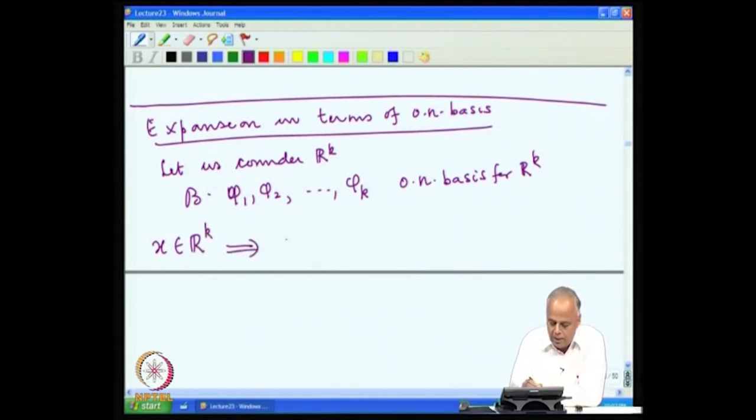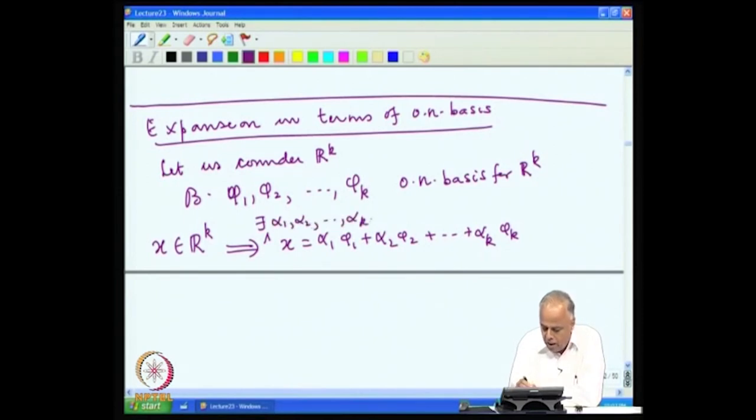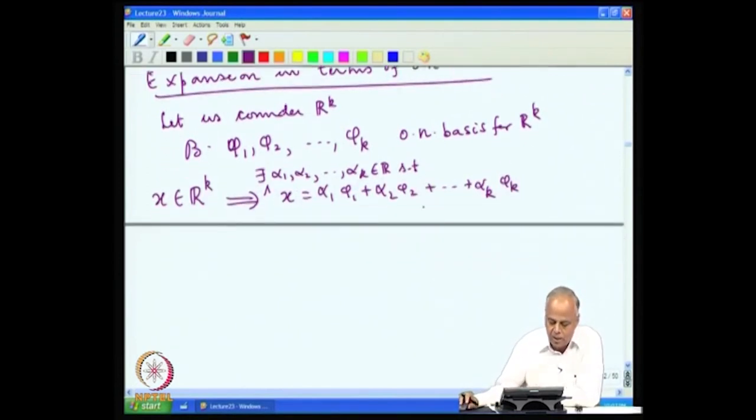we can expand it as x is equal to x1 phi 1 plus x2 phi 2 plus x k phi k. What we do not know is what these x1, x2, x k are. So, let us call them alpha 1, alpha 2, alpha k. At the moment, we do not know what they are. So, given a vector x in R^k, all we can say is there exist real numbers alpha 1, alpha 2, alpha k such that x can be written as a linear combination of phi 1, phi 2, phi k with these alphas as the coefficients.